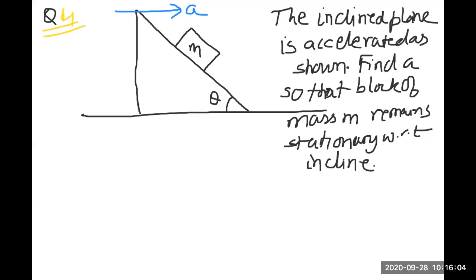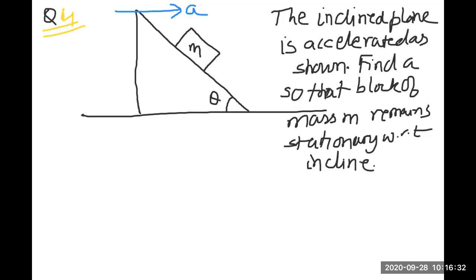If I stopped the inclined plane, what will this block do? If I stop this inclined plane, what will happen? If I have the acceleration value as 0, if A is equal to 0, then what will happen? The block will slide down. Okay, the block will slide down.